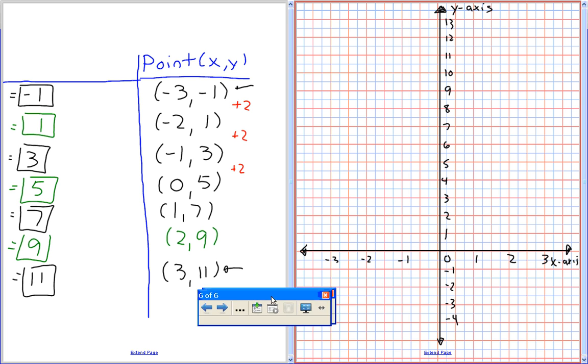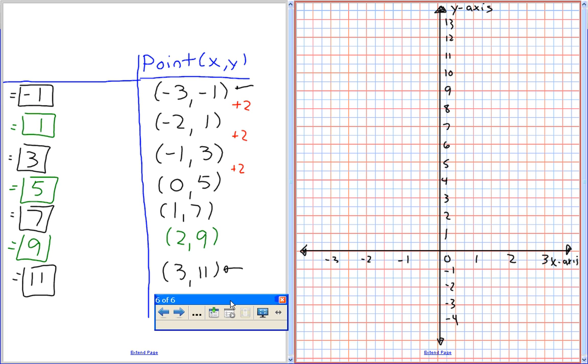Let's plot some points now. My first point is going to be -3 and -1. How I graph that is, I'm going to use blue. On the left-hand side, x value is -3, which is here. I'm going to go down to -1. So my x value is -3 left and right, and -1 up and down. So that one's done. Then I'm going to go 2 to the left, -2 is my x, and 1 is my y. So 2 to the left and 1 up. Then I'll go 1 to the left and 3 up. 0 to the left and 5 up. 1 to the right and 7 up. 2 to the right and 9 up. 3 to the right and 11 up.